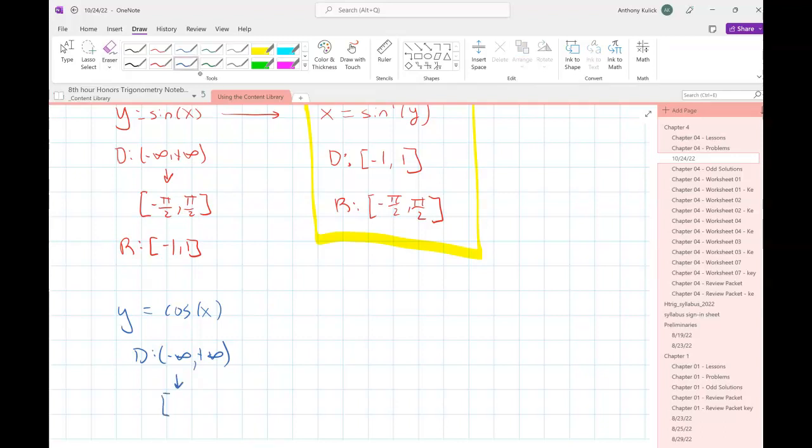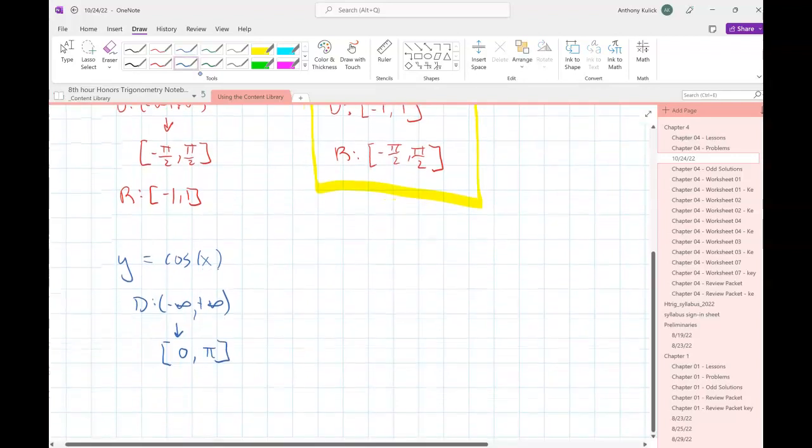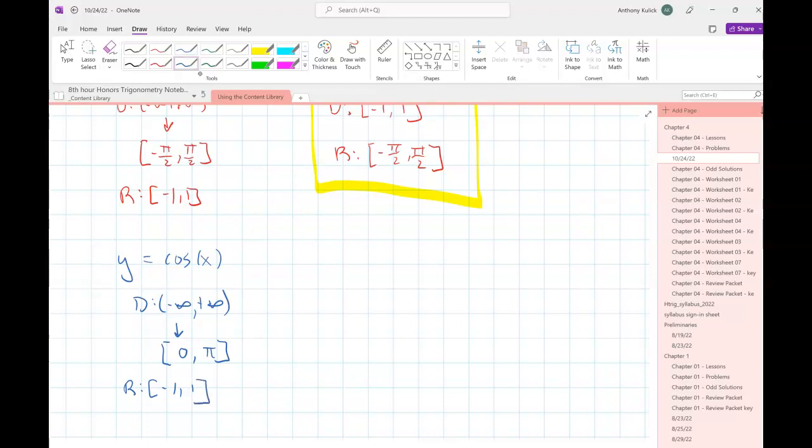Although when we restrict the domain for cosine, we're going to do that differently. Why is it going to be different? Well, come on, Mr. Gulick, it's because the shape of cosine is a little bit different. All right, Mr. Smarty Pants. You're right.